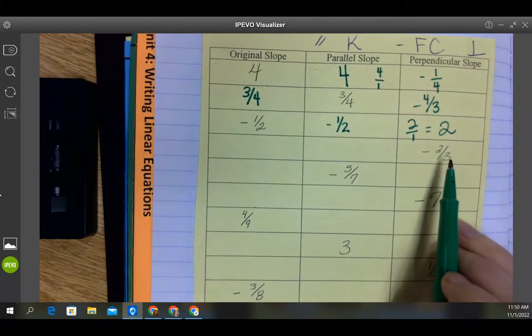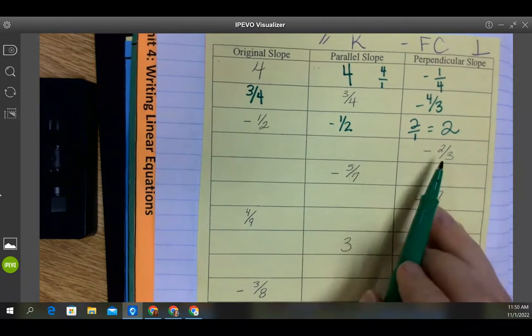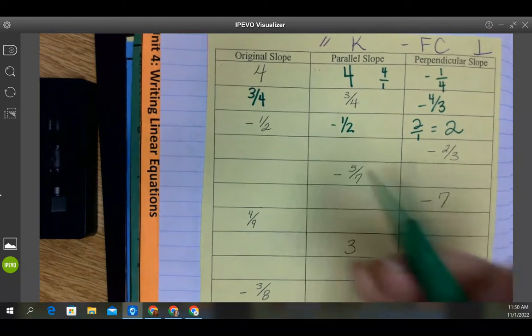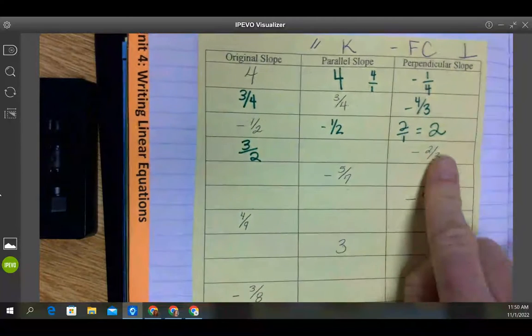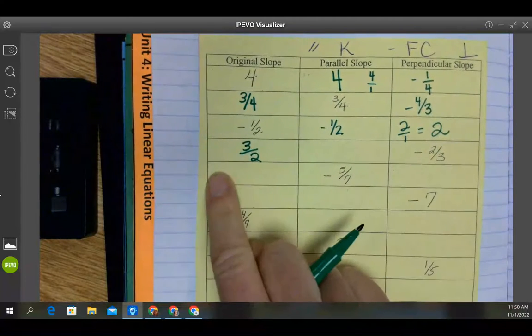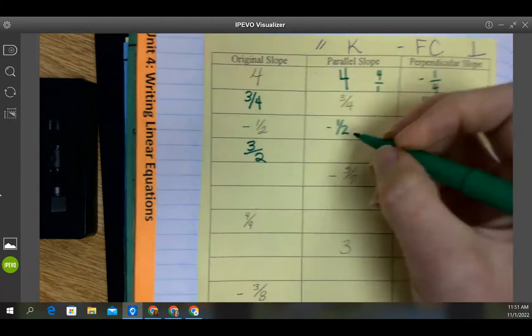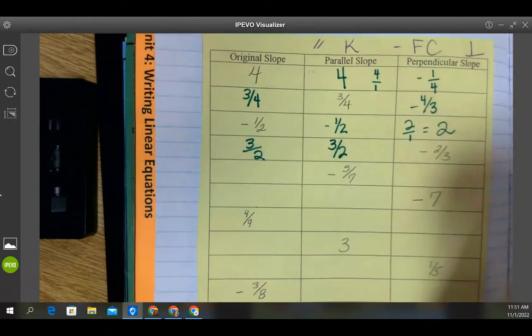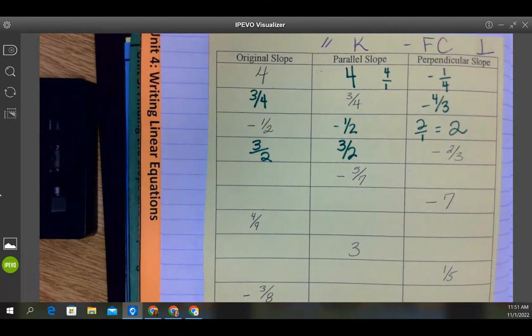If we have a perpendicular slope though, to get back to the original, we would flip and change it. So our original would be 3 over 2. So see how I flipped it and changed it to get back to my original? And then my parallel would be the same as my original, 3 over 2. So go ahead and fill in the rest of this table, and then we're going to check your answer.